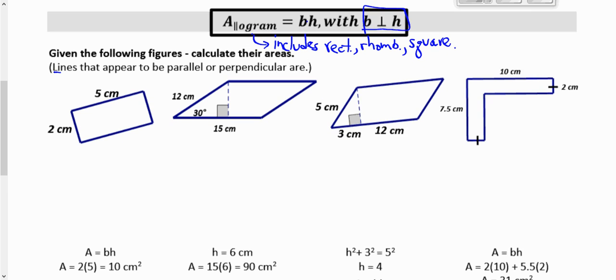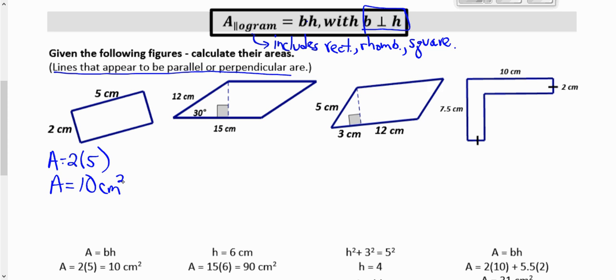Here's an example. And notice they add this here. Okay? This is the one time you've been able to say, hey, it looks perpendicular, so it is, right? Because they set it. So the area of this thing, it's a rectangle, so it'll be what times what? 2 times 5, so area is what? 10 square centimeters, okay? Now, for the next one, it's not going to be 12 times 15, why not?